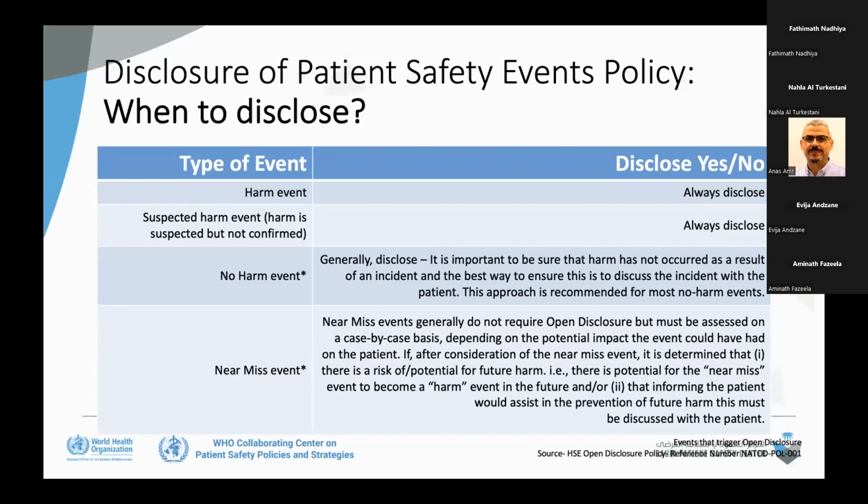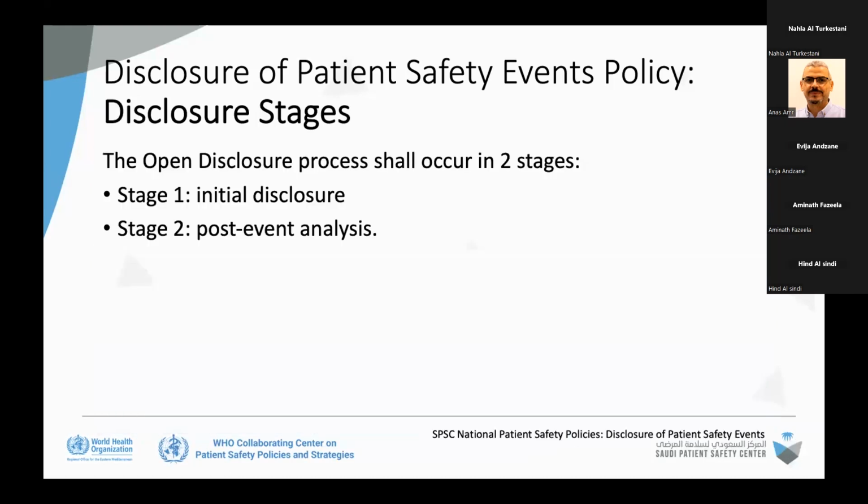If the event is a near miss, so no adverse event happened and no harm happened, but there is a near miss, so generally we don't need to have open disclosure with patients because there is no harm and there is no adverse event happen. But it is important to do what? It is important to document. It is important to report. But it does not need an open disclosure or a disclosure with patients.